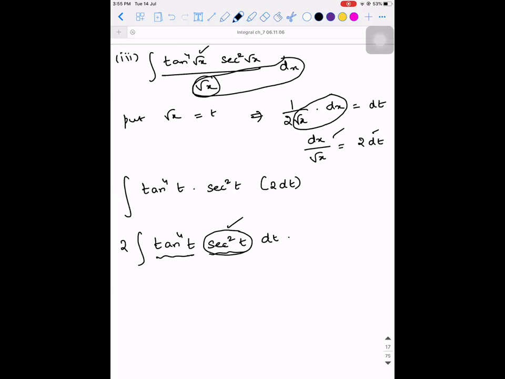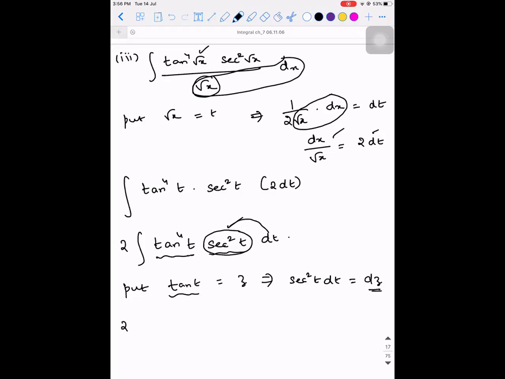Tan t, right? What I can do is put tan t equal to z. Are you able to understand? If I put tan t as z, then secant square t into dt will be equal to dz. I follow the chain rule, nothing else outside that. So secant square t dt I replace with dz, and wherever I find tan t, I replace it with z.